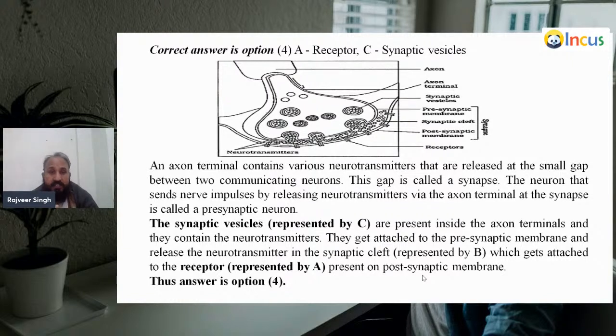The synaptic vesicles, represented by C, are present inside the axon terminal and they contain the neurotransmitter. They get attached to the presynaptic membrane and release the neurotransmitter into the synaptic cleft, represented by B. The neurotransmitter then gets attached to the receptor, represented by A, present on the postsynaptic membrane. So I hope you will understand why we have chosen the fourth option.